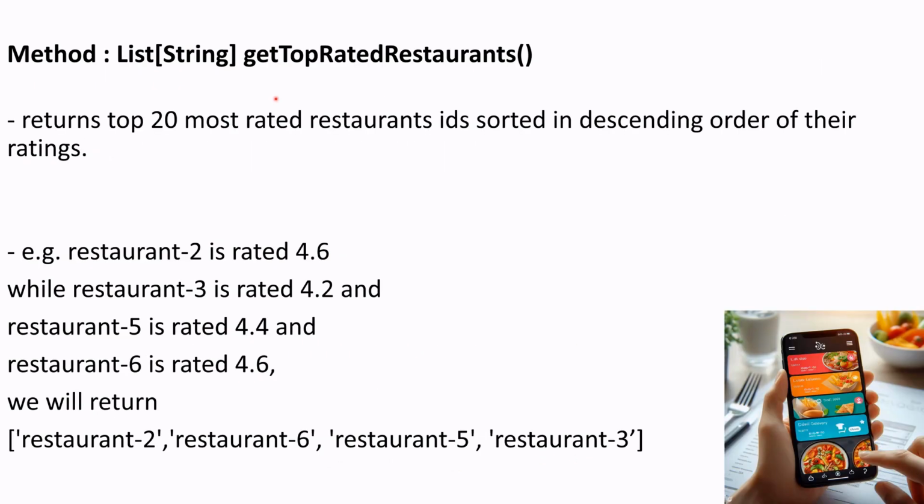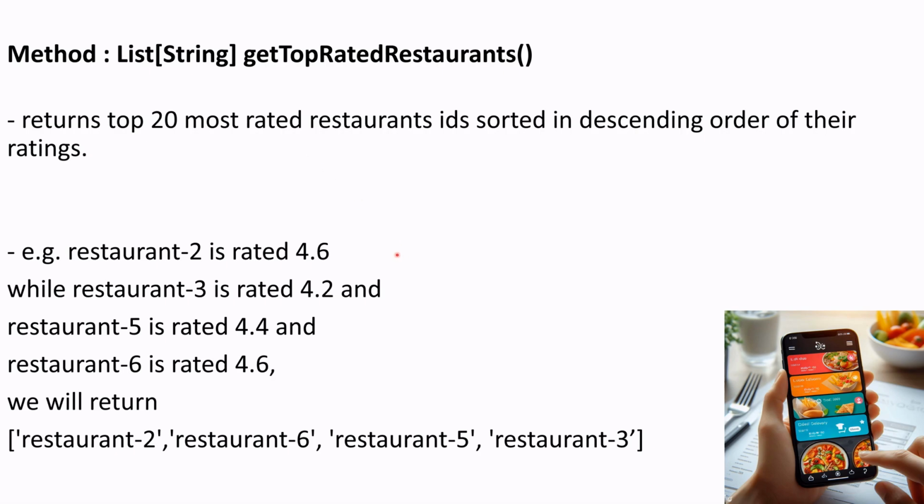Users should be able to fetch top rated restaurants. Here we are talking about restaurants' overall rating and not the food items rating. This method returns the top 20 most rated restaurant IDs sorted in descending order of their ratings. And if two restaurants have the same rating, then they will be ordered lexicographically by their restaurant ID.